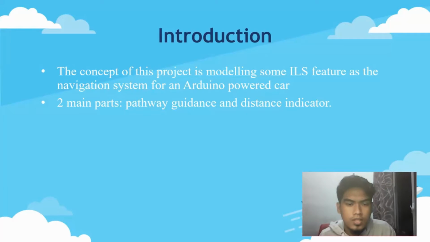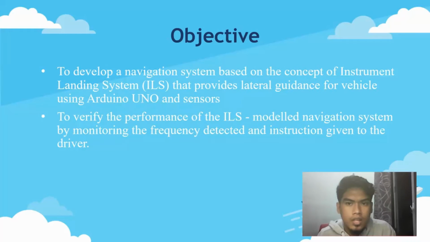For introduction, our concept of project is to mock the ILS concept and use it on the Arduino powered car. There are two main parts for the navigation system, which are pathway guidance and distance indicator. Our objective is, first, to develop a navigation system based on the concept of ILS, and second, to verify the performance of the ILS itself.